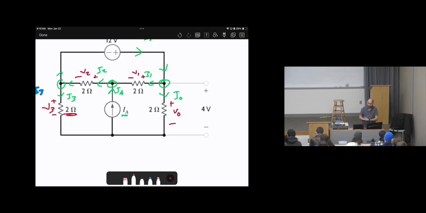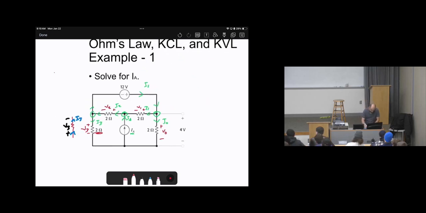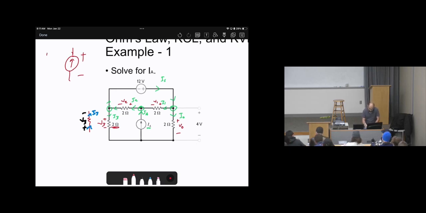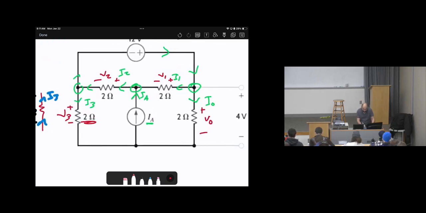Then we have IA; we need to assume a voltage polarity for it. For current sources, we will assume the voltage polarity like this every time. If the arrow goes down, then the voltage polarity will be the opposite. Since the arrow goes up, the positive will be at the top of the arrow, while the negative is at the tail. So here is plus, minus, and I'm going to call it VA.